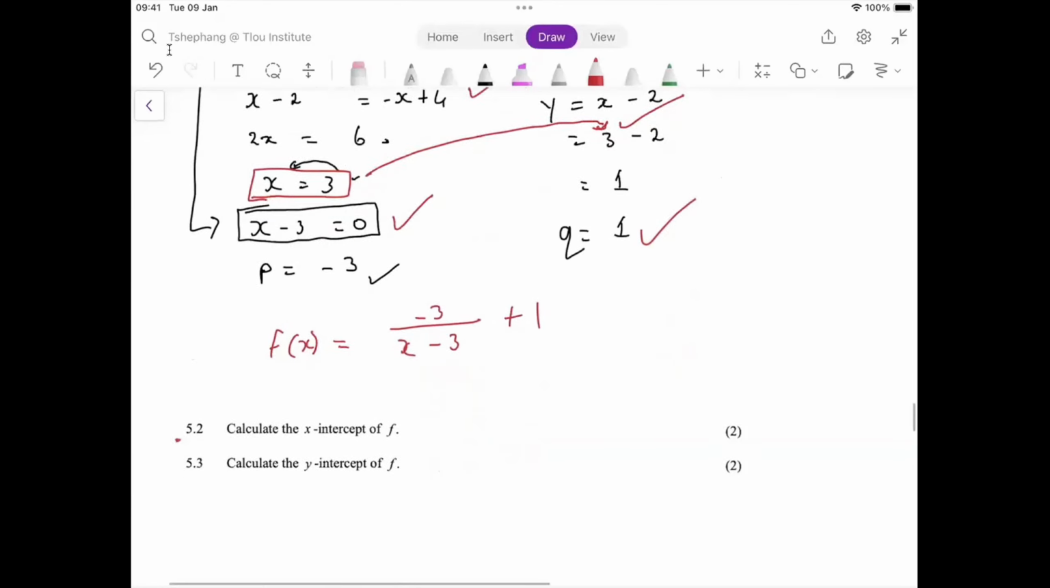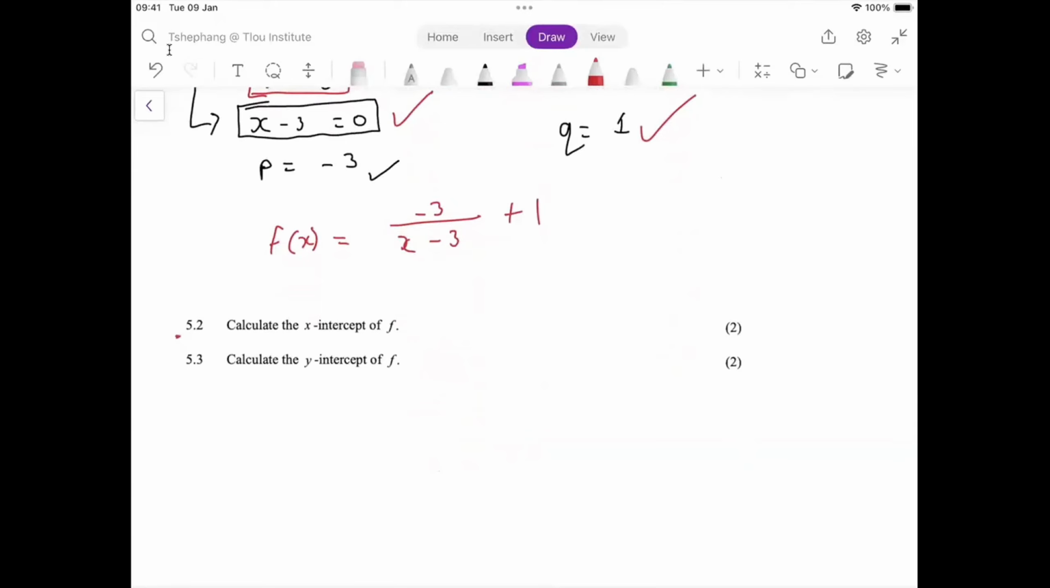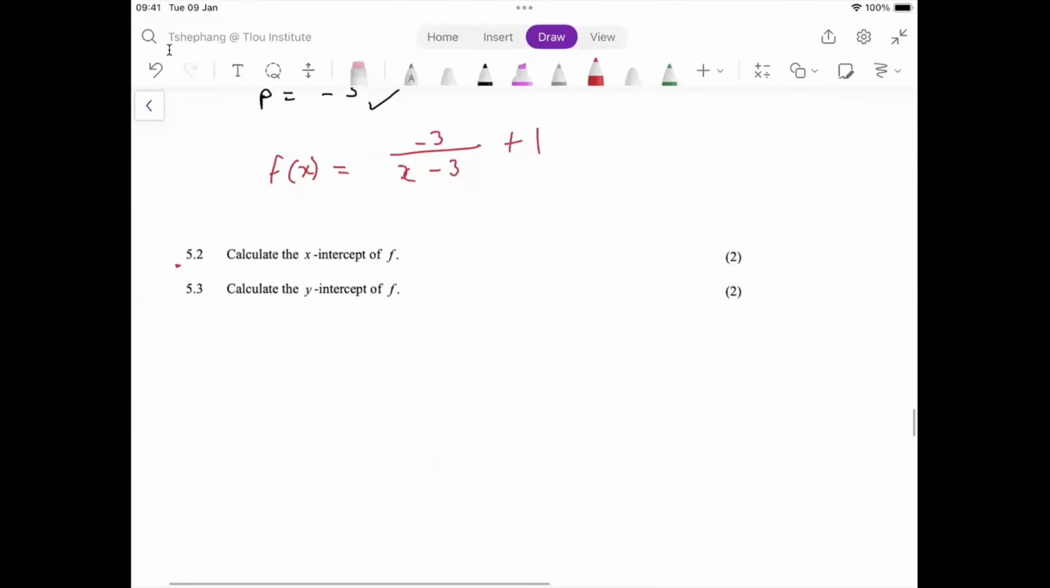Okay, now we're back to finding the x-intercept and y-intercept. I'll give you guys 1 minute for both those questions. Once you have an answer for me, please do share in the chat or in the Q&A if you are on Zoom with us. If you're watching live from TikTok, you can share it in the chat.